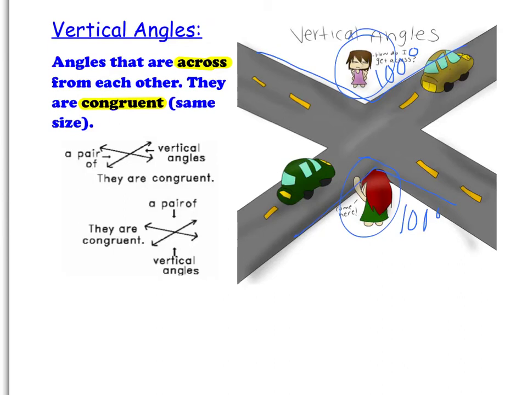So vertical angles can be here and here across from each other, or here and here across from each other, as long as they are exactly opposite and they're equal. So sometimes you'll see multiple angles come together, and you're going to notice that we've got some angles like here and here that are across from each other, but they are not vertical angles because they are not equal to each other.